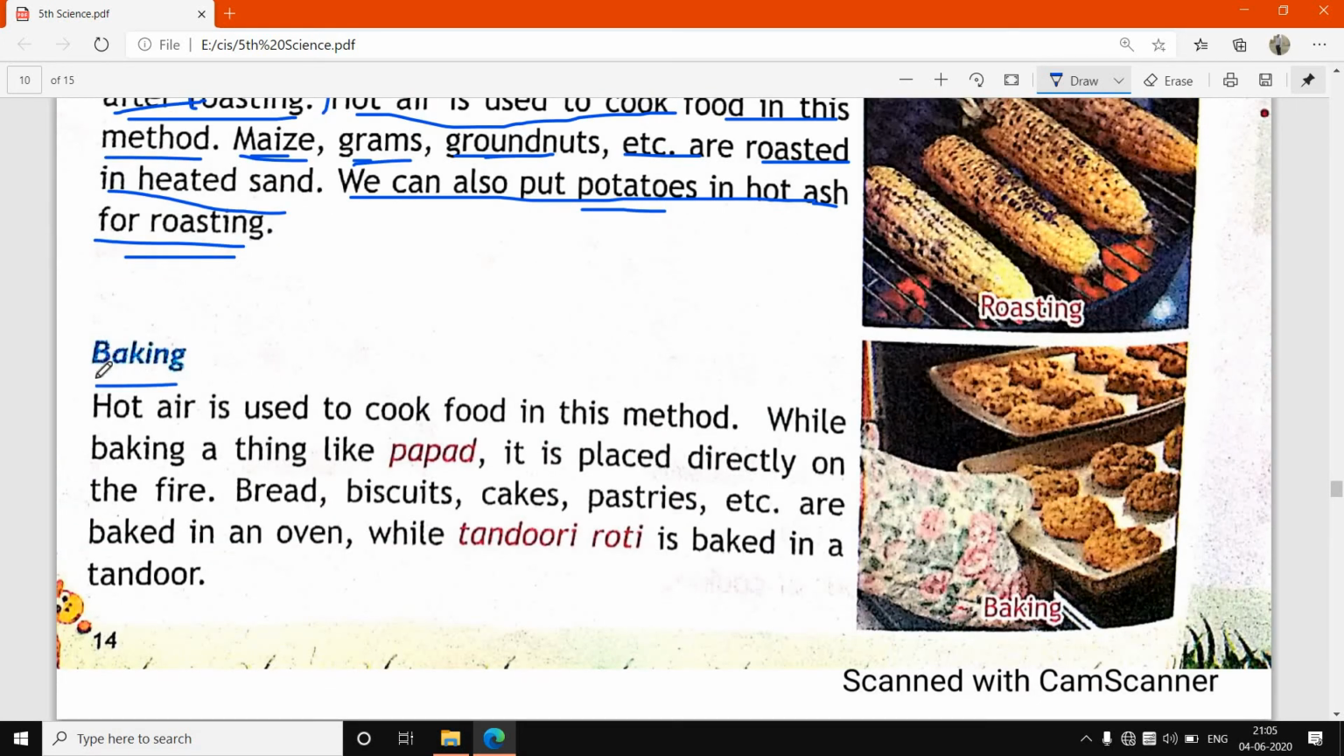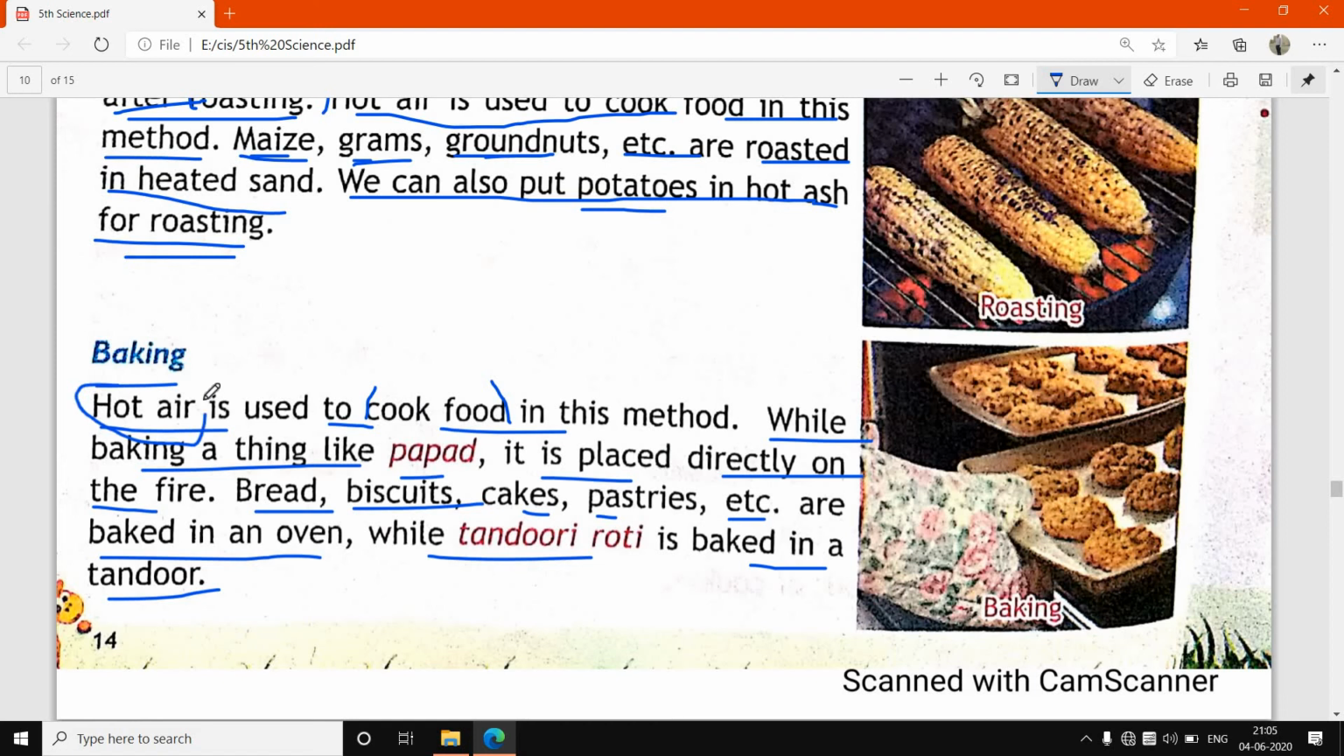Now the last one is baking. So what is baking? Hot air is used to cook food in this method. While baking, a thing like papad is placed directly on the fire. Bread, biscuits, cakes, pastries, etc. are baked in an oven, while tandoori roti is baked in a tandoor. So baking is also a process of cooking food.